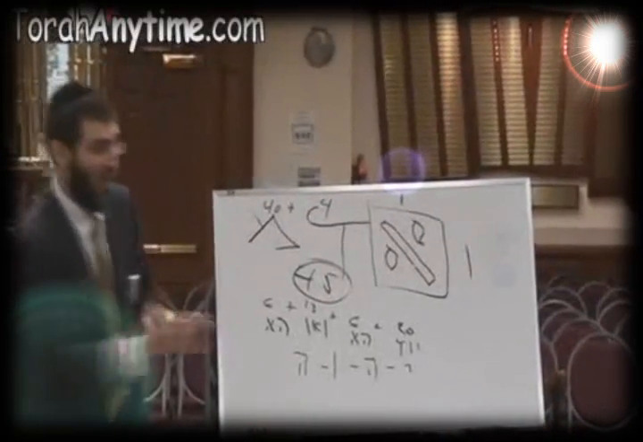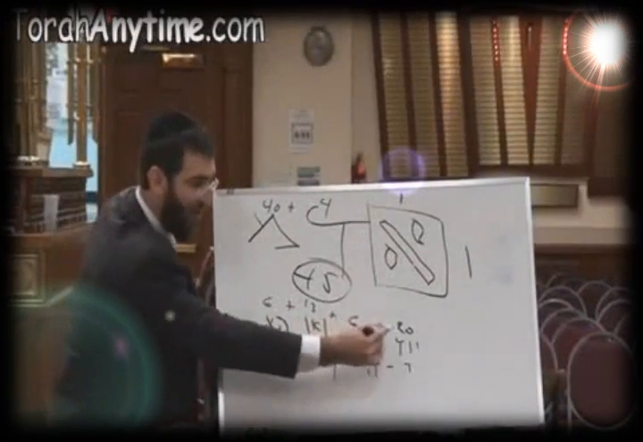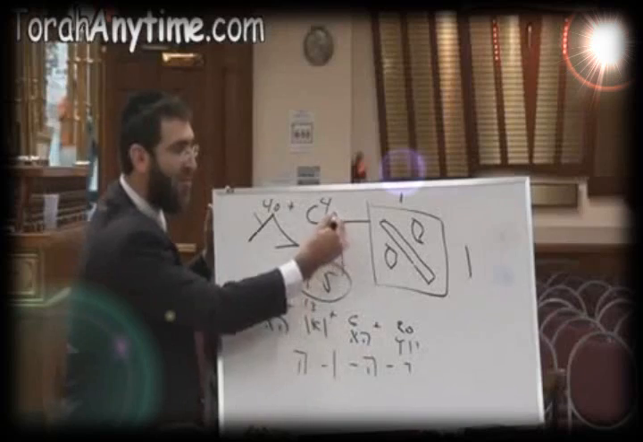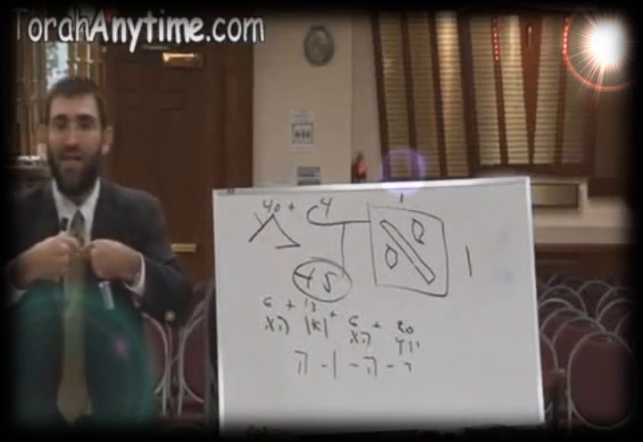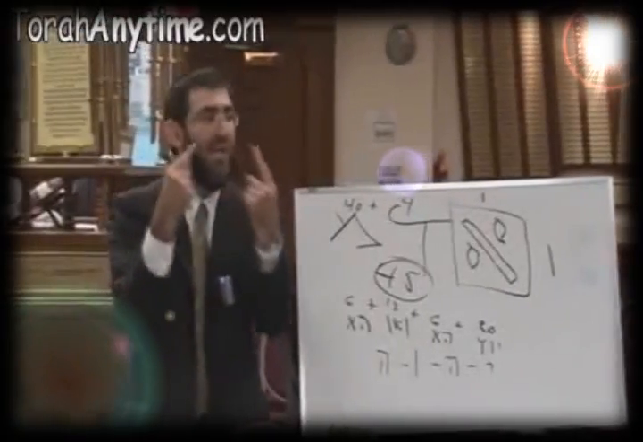Do you hear that? Yud, Hey, Vav, Hey spelled out is 45. The exact numerical value of human being. Because the real me is the fact that God is inside me. That's what it means to have a neshama.